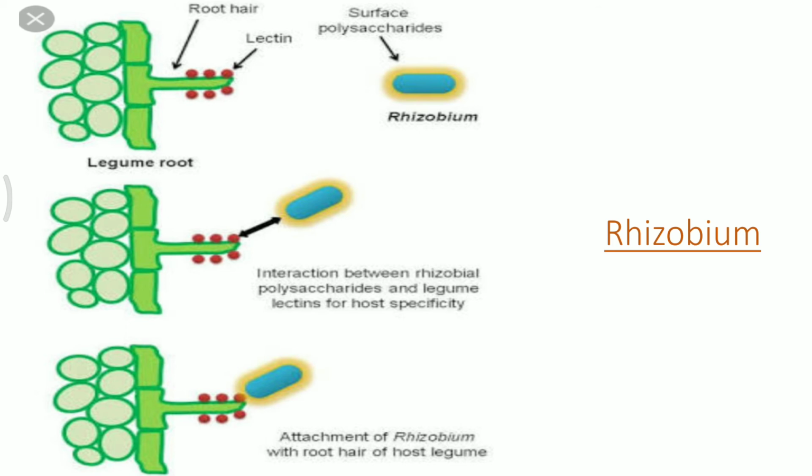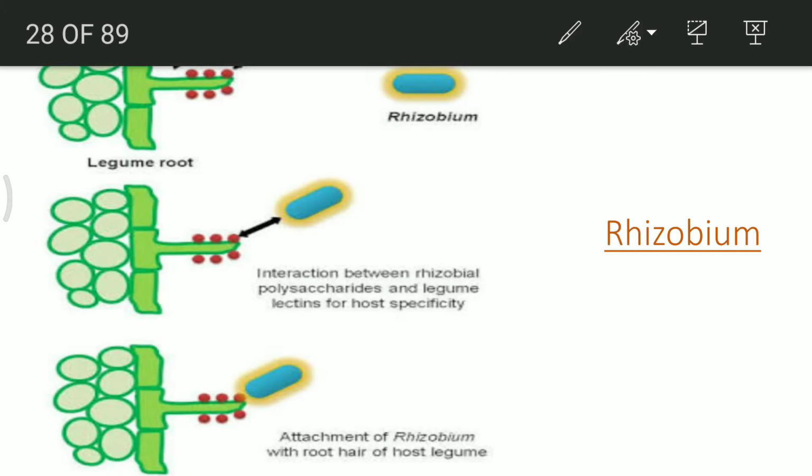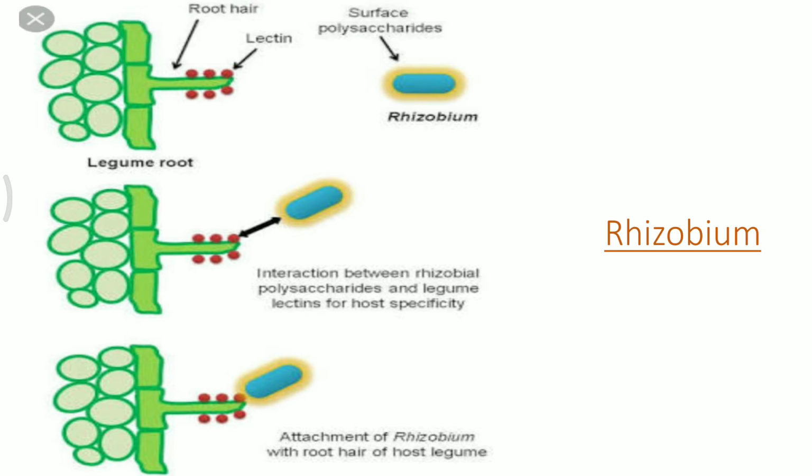The course of action of Rhizobium is shown over here. You can see the attachment of Rhizobium with the root hair of the host legume. First of all, the Rhizobium comes in contact with the root hair cells. Then the interaction between the rhizobial polysaccharide and the legume lectins takes place. And then these surface polysaccharides start generating the lectins. And as a result, nitrogen fixation goes on occurring in the soil.